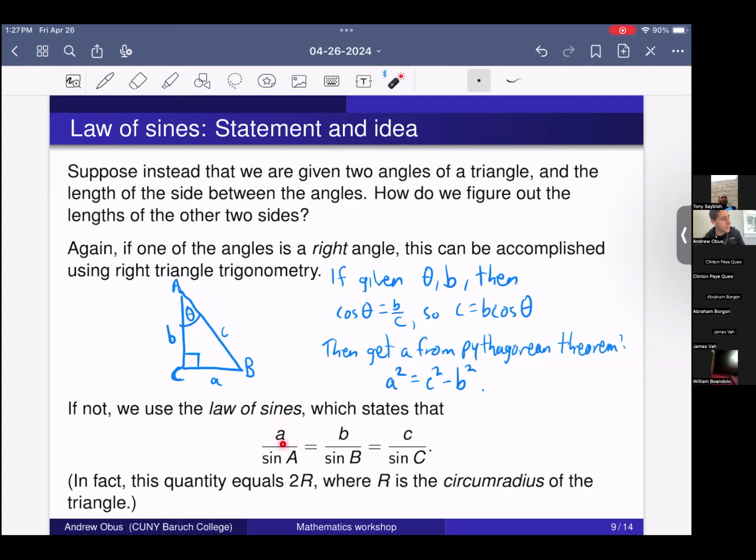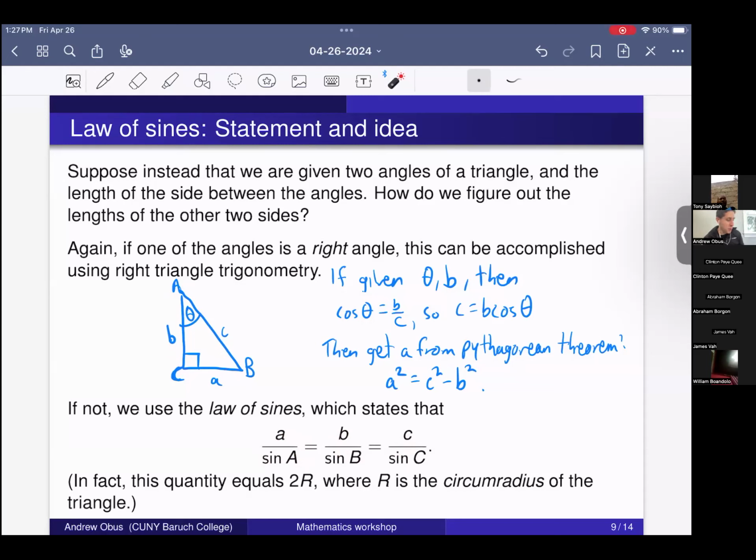And the law of sines says that A over sine A equals B over sine B equals C over sine C. So the ratio of the length of a side to the sine of the angle opposite that side is always the same, no matter which side you choose.